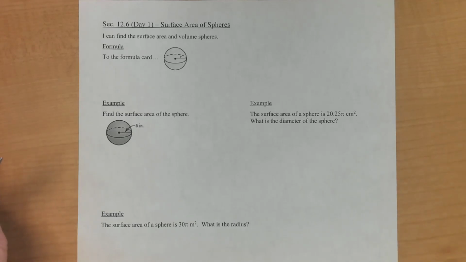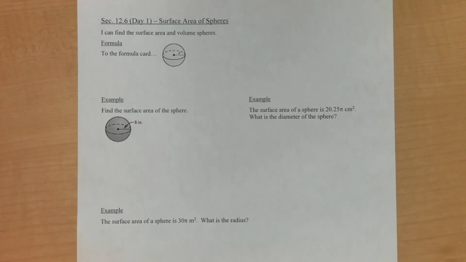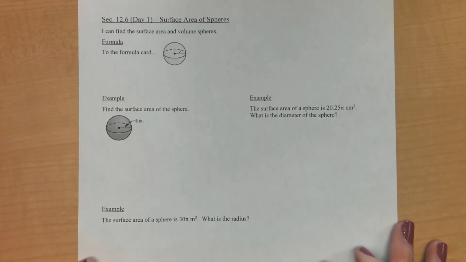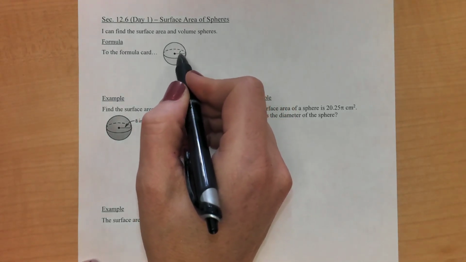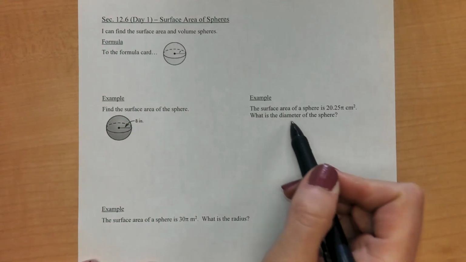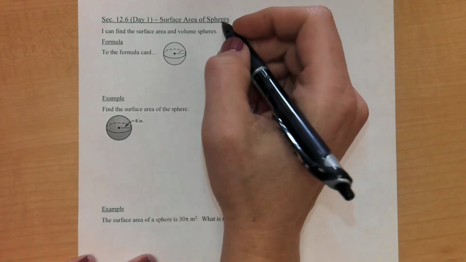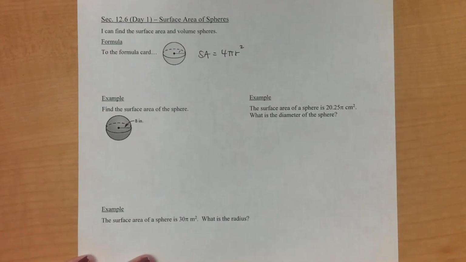All right, this is section 12.6, and we're going to talk about the surface area of spheres. You're going to like this. This one's pretty straightforward, much easier compared to the other ones we've been doing. So here's my sphere, and we're always talking about the radius, so just make sure that in case a problem gives you a diameter, or it's looking for a diameter, that you pay attention to that part. So the formula for surface area of a sphere is just 4 pi r squared.